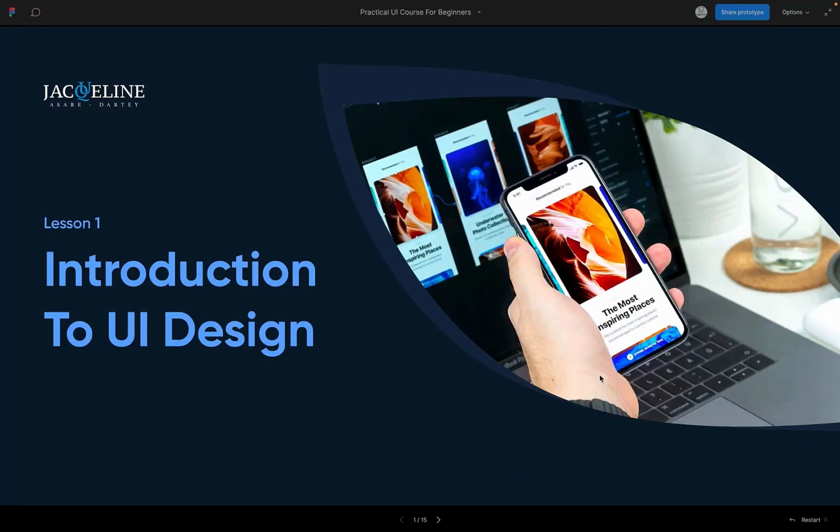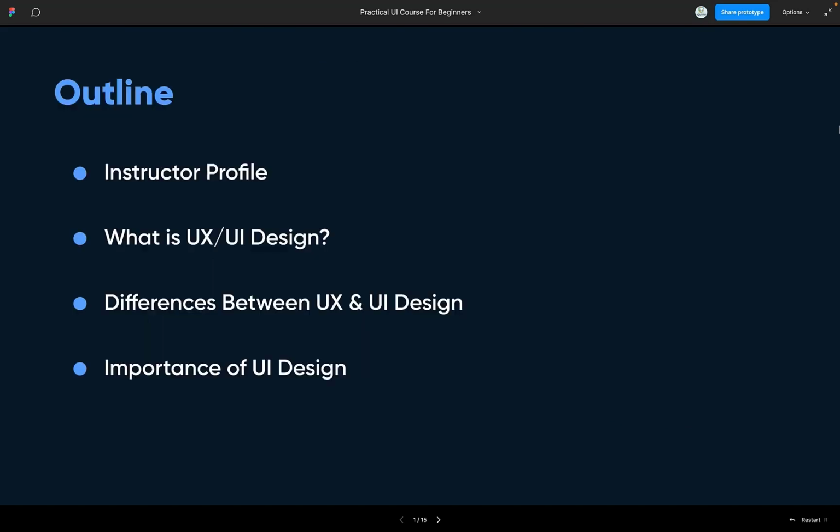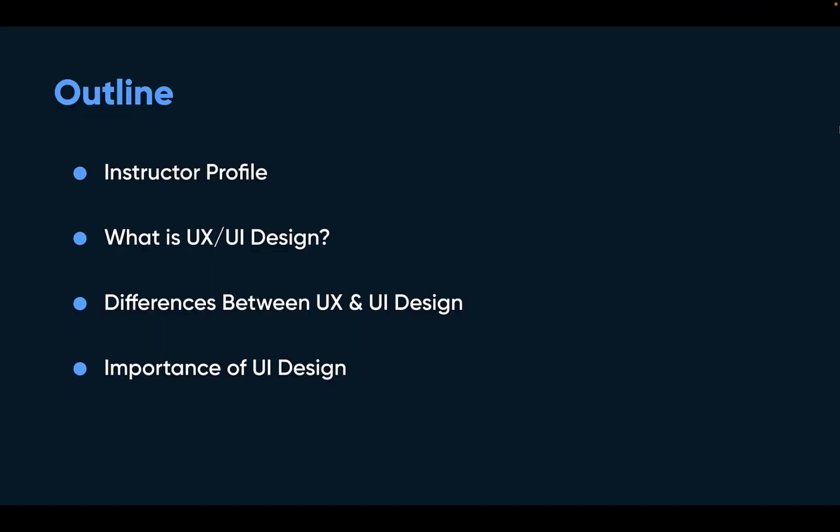So for today's lesson, what we'll be doing is I'll introduce myself and my journey, and then we'll move straight on to what UX and UI designers are. Then we'll learn about the differences using some practical examples, and the final thing we'll do is discuss the importance of UI design.